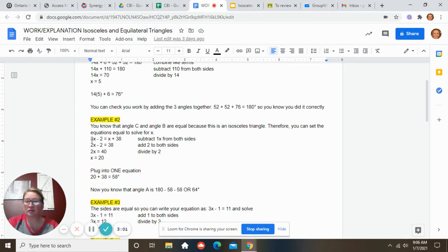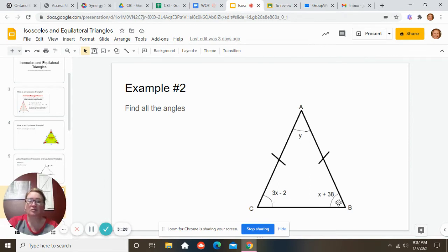Okay, so we're going to set those two angles equal to each other. So 3x minus 2 is equal to x plus 38. You're going to solve it and find that x is 20. And then if you plug it into just one of the equations, you're going to find both of those angles because they're equal. So I just plugged it into this x plus 38. 20 plus 38 is 58. So that means that these two angles are 58. So if you subtract everything from 180, you find that this is 64. Okay, it's just that whole working backwards.